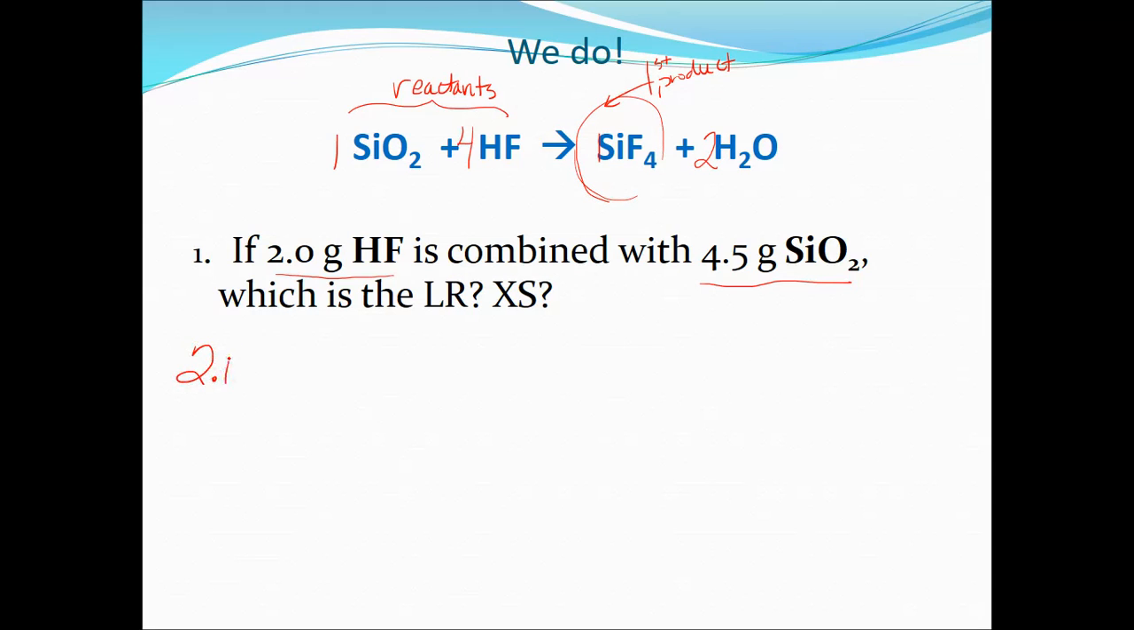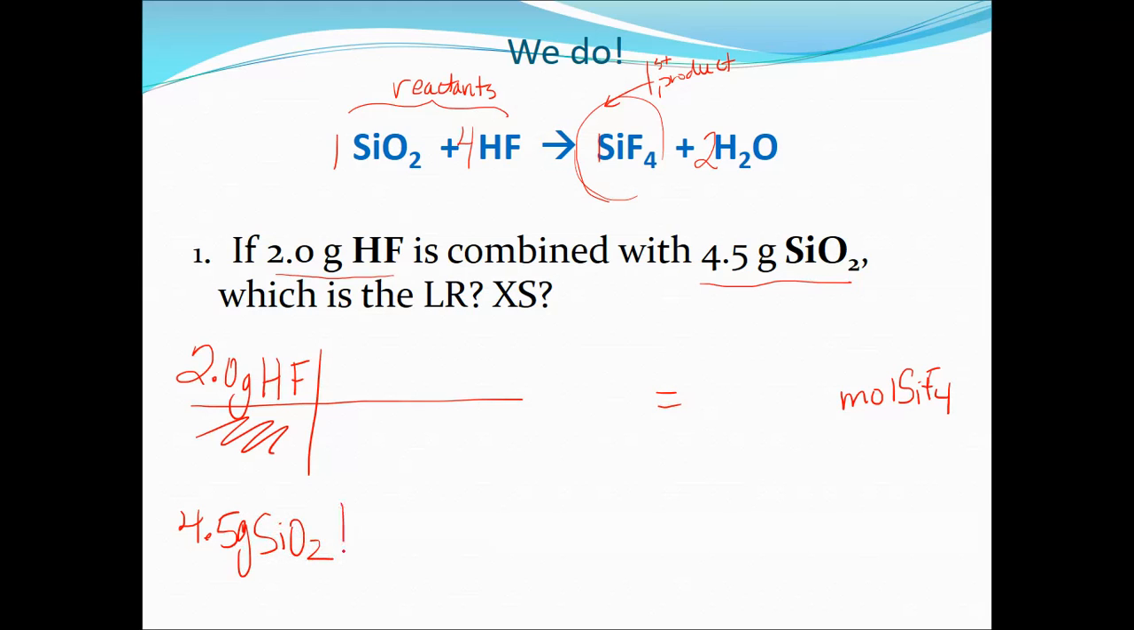So let's do that. 2.0 grams of HF, and we're going to go to moles of SiF4. And the other reactant was 4.5 grams of SiO2. And again, we're going to moles of the first product, so moles of SiF4. All right, now let's think about the calculations we've focused on this week. Grams of A to moles of B. This is a 2-step conversion. So this is where you have to be able to determine how many steps it is. Well, gram to mole, mass to mole, and mole to mass calculations are always 2 steps. So this is a 2-step conversion here.